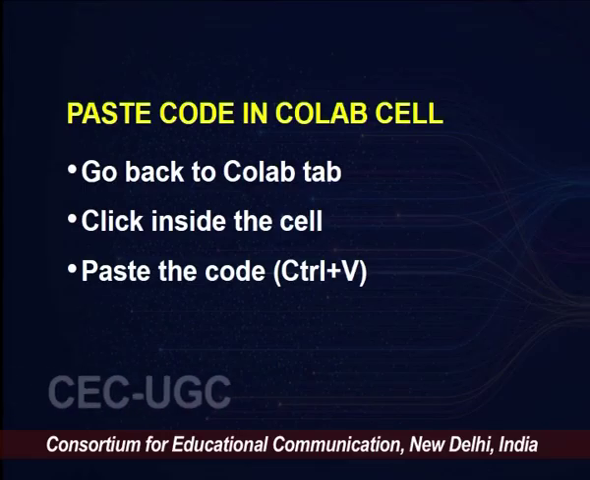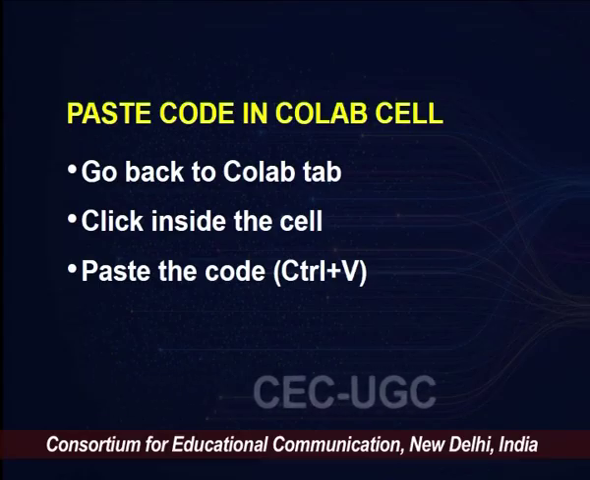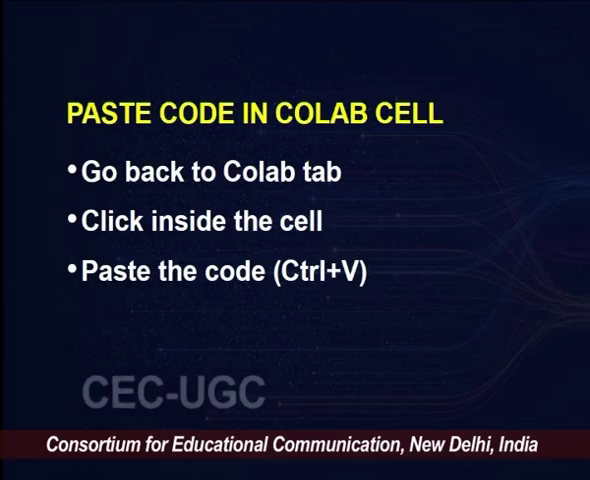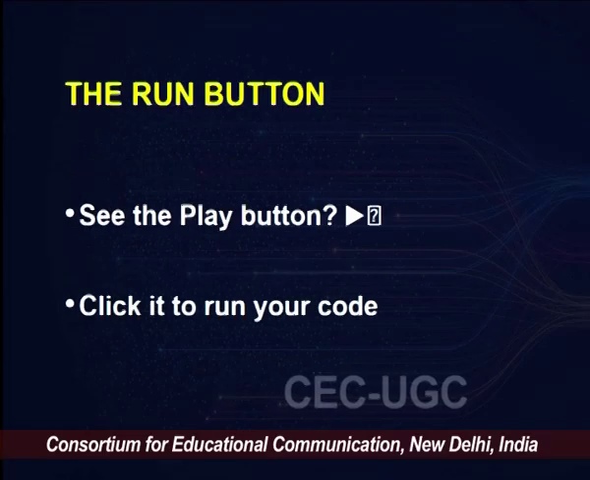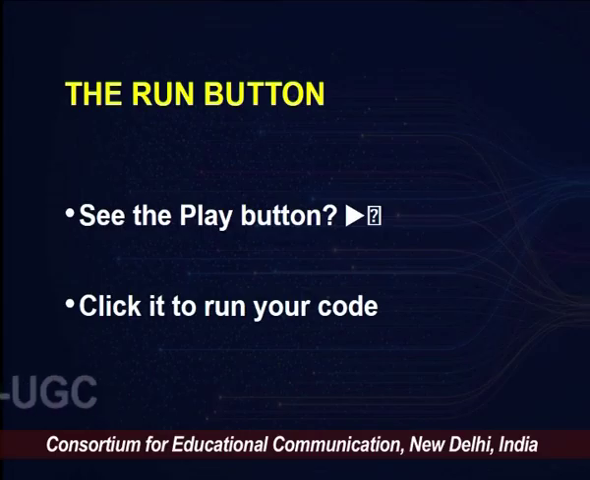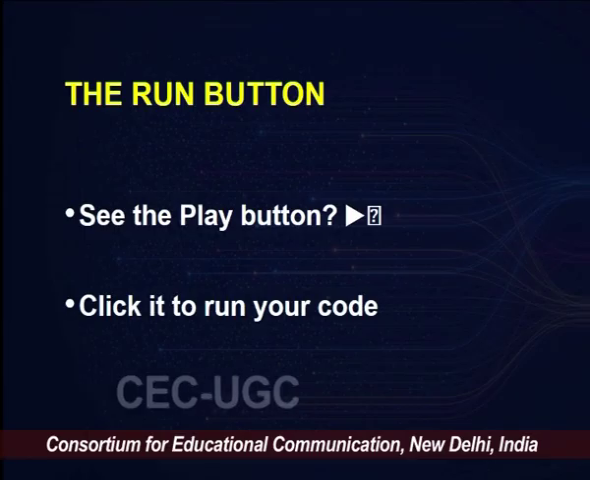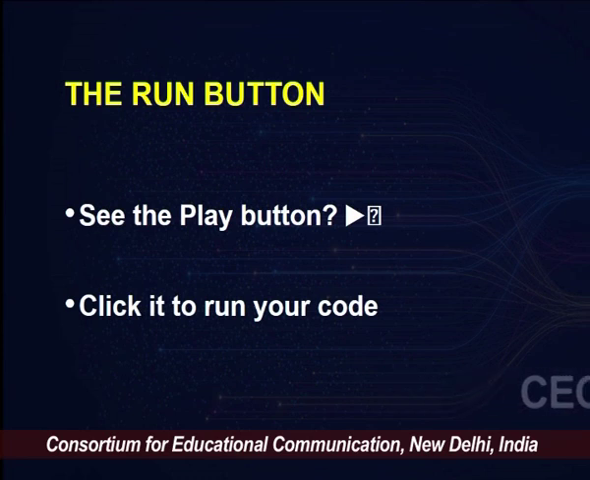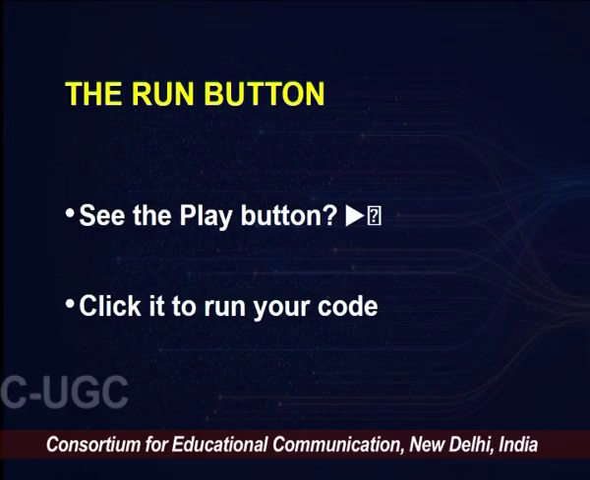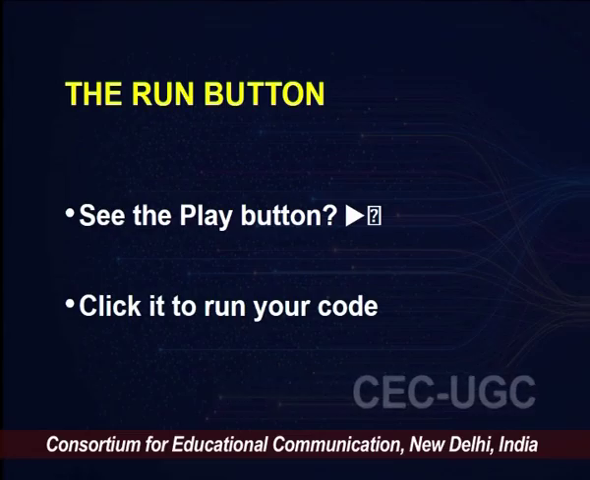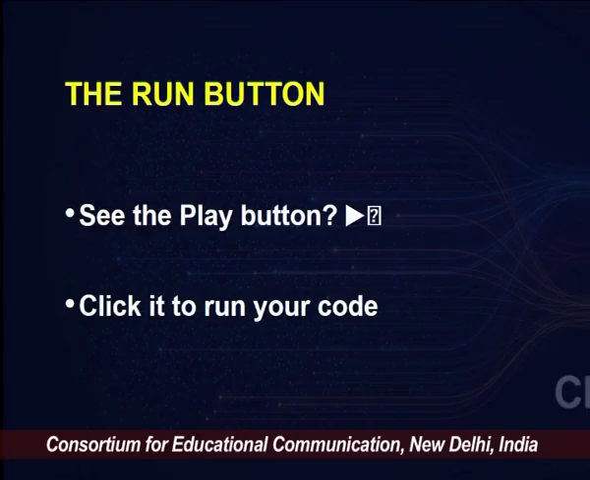Now I want you to go back to your Colab tab, click inside the cell and paste the code. It's very simple. We just copy the code from ChatGPT and paste it into a Google Colab cell. There is a play button, which is called the run button, next to your cell. You click it to run your code. You can have different cells in your Google Colab workspace, and you can hit the run button or the play button next to it to run those individual Python code snippets.